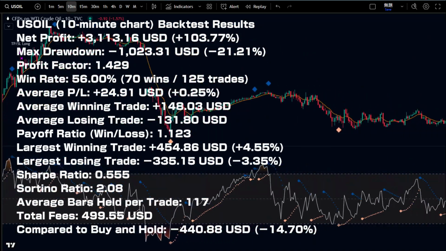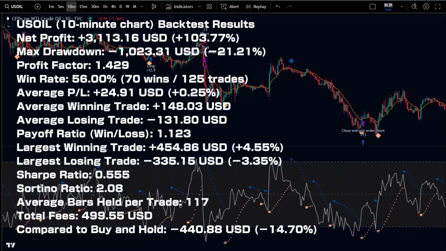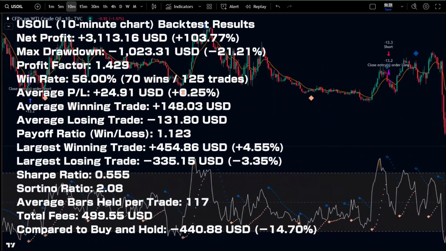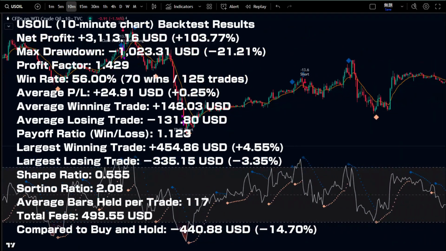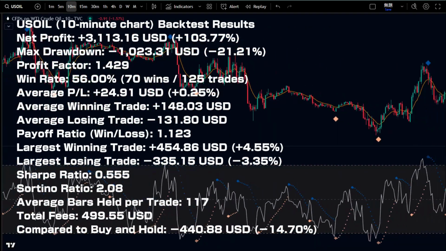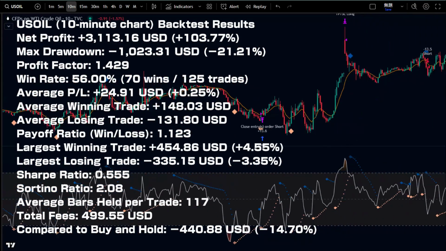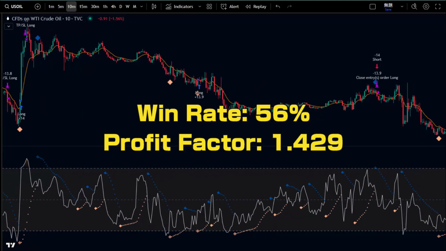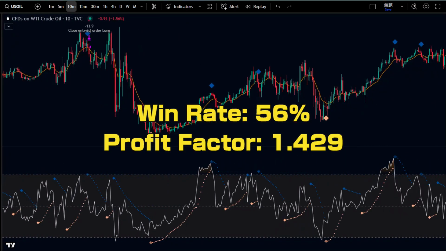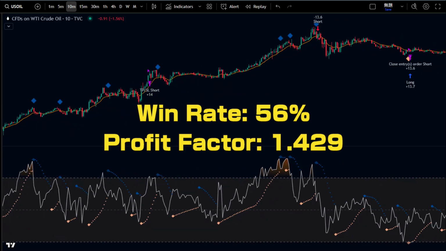Sortino ratio, 2.08. Average bars held per trade, 117. Total fees, $499.55. Comparison with buy and hold, minus $440.88, minus 14.70%. Strengths: winning rate of 56%, profit factor of 1.429.